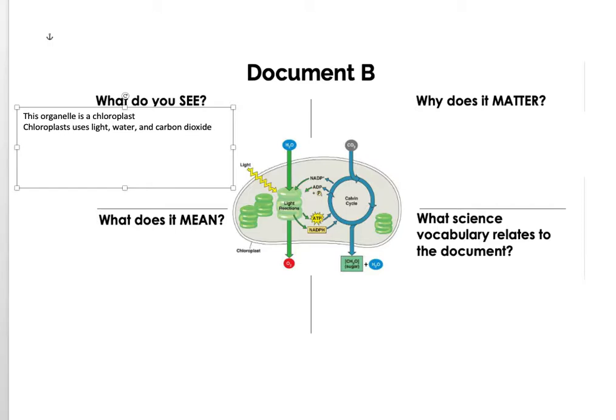We can see that there are two things going on here. We've got a light reaction and the Calvin cycle. So we have two processes occurring, which would be the light reaction and the Calvin cycle. I'm spelling that correctly. Calvin cycle.